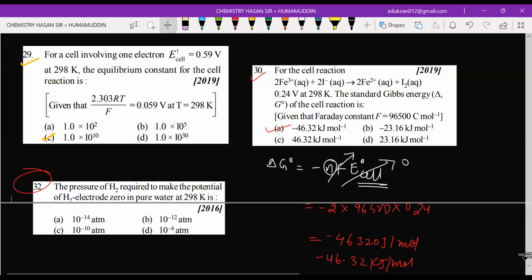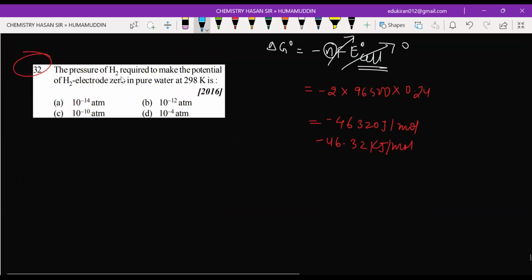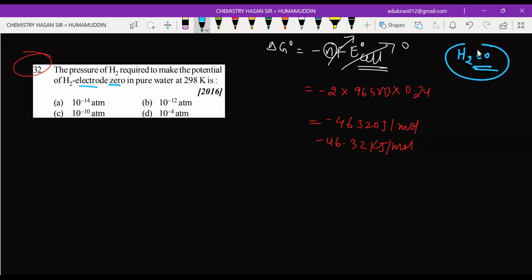See, we need to calculate the pressure of H2 required to make the potential of the hydrogen electrode 0. Actually, the electrode potential of hydrogen is always 0, because the electrode potentials of all the elements are calculated with reference to hydrogen. So we took hydrogen's electrode potential as 0 in pure water at 298 Kelvin. Now see, it's very easy to calculate.